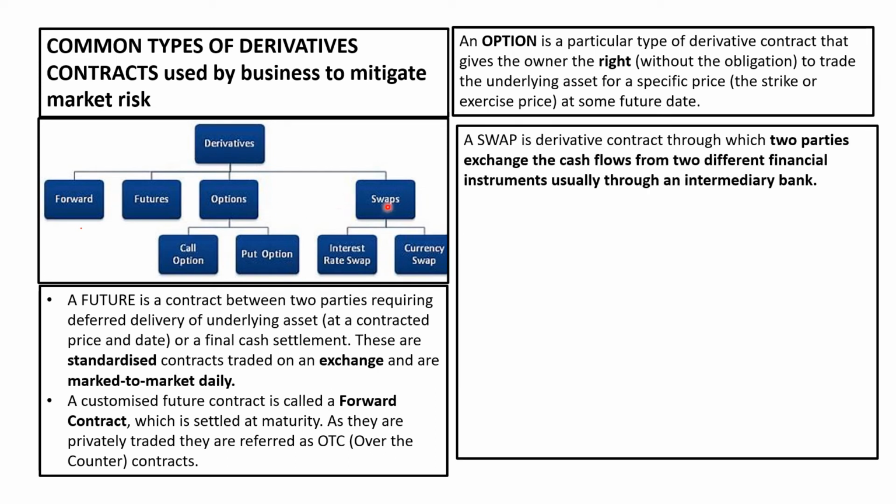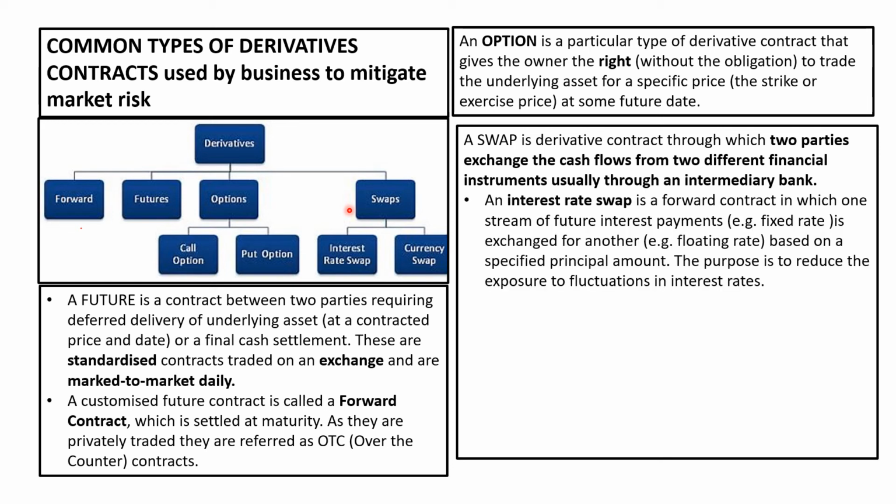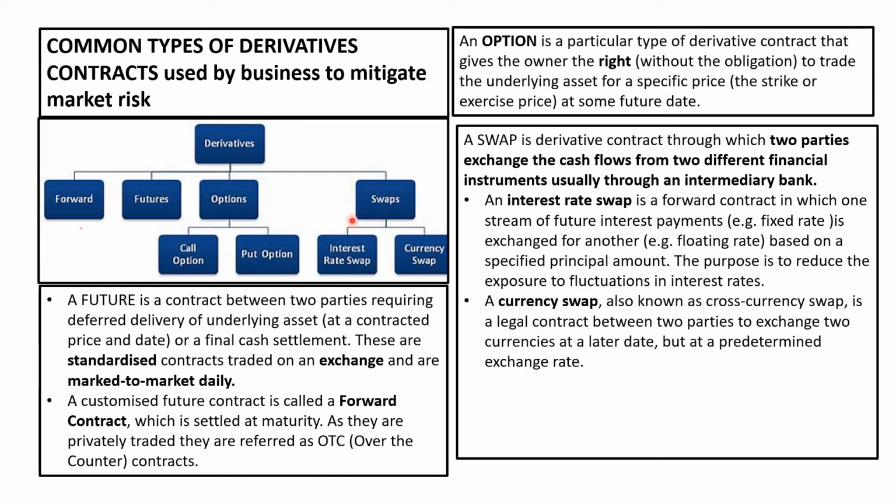A swap is a derivative contract through which two parties exchange the cash flows from two different financial instruments through an intermediary bank. A common one is an interest rate swap, a forward contract in which one stream of future interest payments, for example a fixed rate, is exchanged for another, for example a floating rate, based on a specified principal amount. The purpose is to reduce or increase exposure to fluctuation in interest rates.